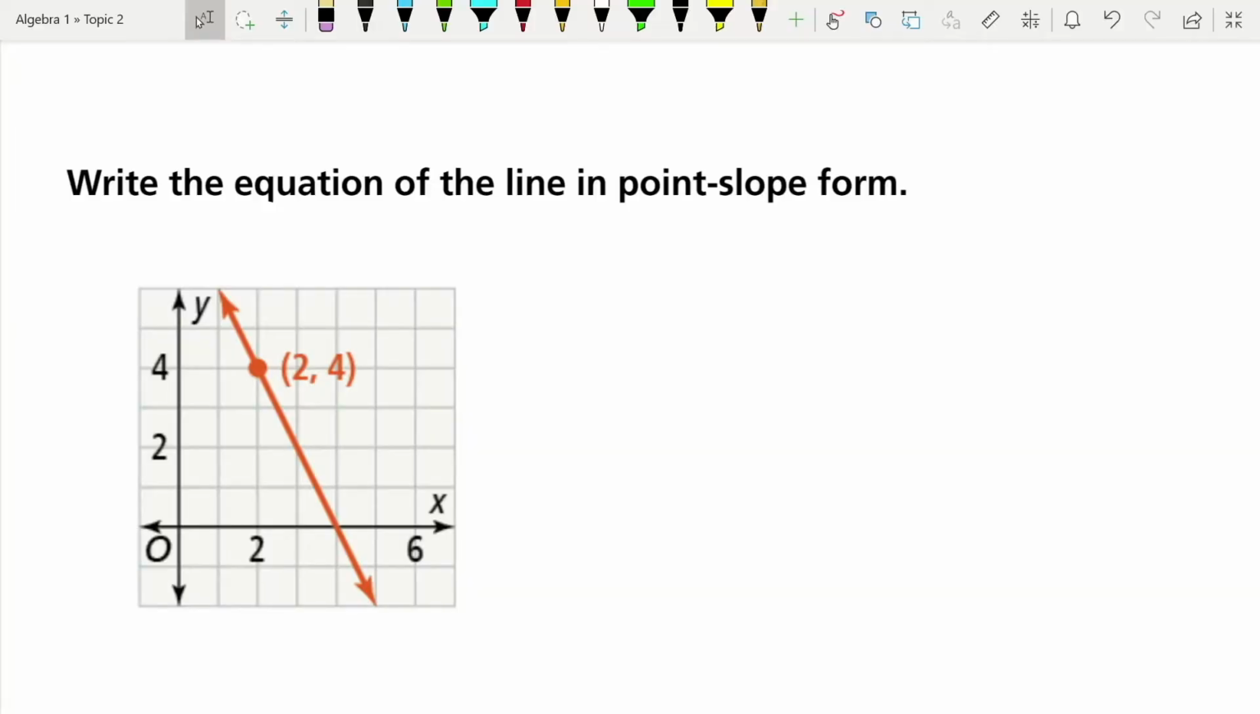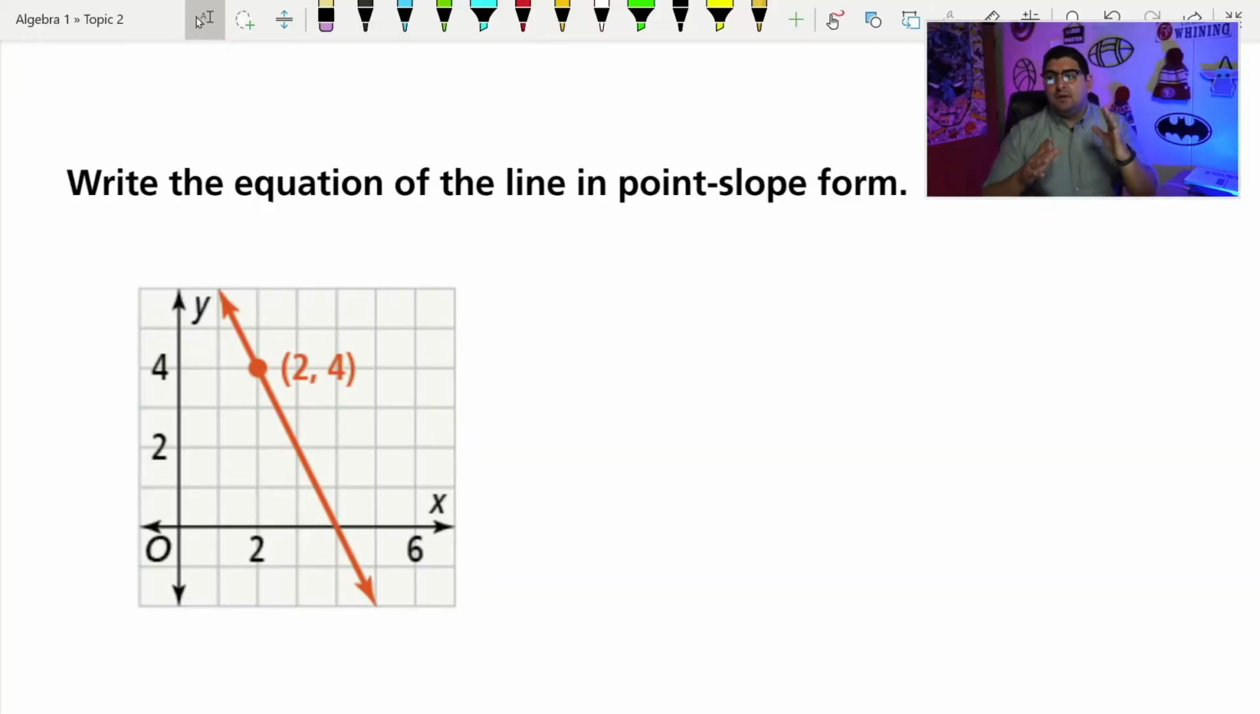Hey everyone, in this video you're going to learn how to answer questions that give us a graph and then ask us to write an equation in point-slope form. Let's go ahead and get started. So here they've given us a graph and they ask us, write the equation of a line in point-slope form.